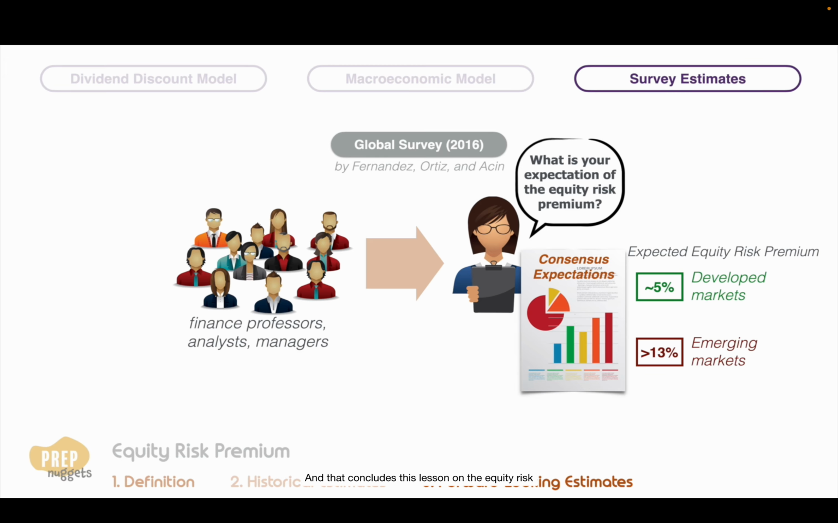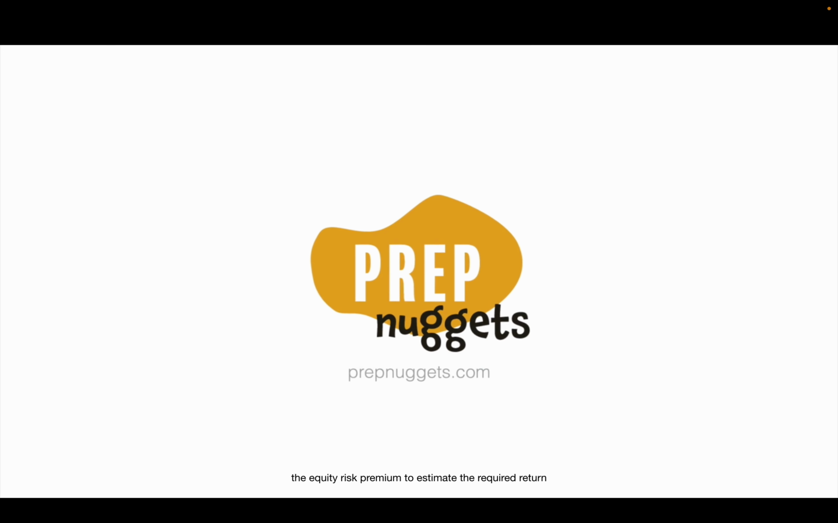And that concludes this lesson on the equity risk premium and the various approaches to estimate the equity risk premium. This leads us to our next topic, where we use the equity risk premium to estimate the required return on equity.